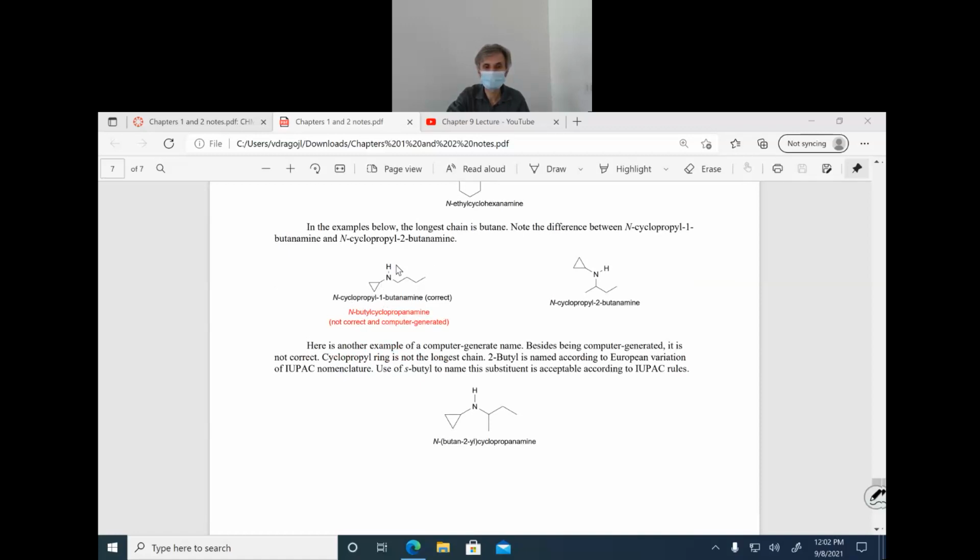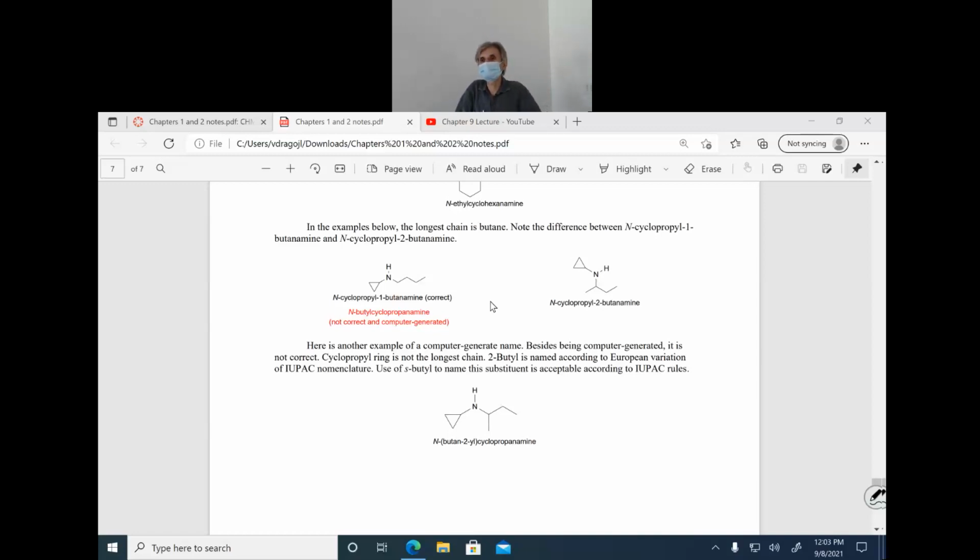Again, another example of an IUPAC name, N-cyclopropyl 1-butane amine. We have to use number 1 here because nitrogen is attached to carbon 1 of butane. That's the IUPAC name. This is the computer generated N-butyl cyclopropyl. Lots of computer programs have a tendency to assume that the ring is the longest chain. And so that's one of the ways for me to test if a student is using a computer to generate names.